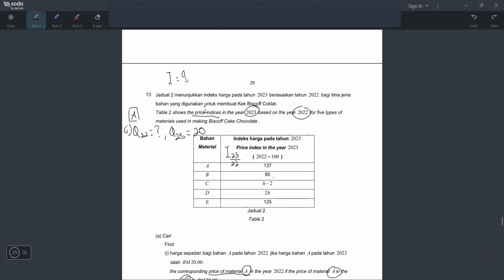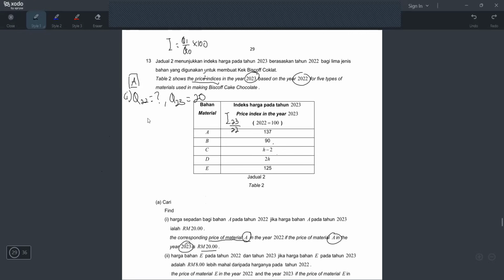chapter, which is I equals to Q1 over Q0 times 100. And the Q here will be price, right? So we'll be using this formula. I equals to Q1 over Q0 times 100. Of course, on top will be Q23, below will be Q22, and this will be I for 23 over 22. Because in this question, it is 23 over 22, right?